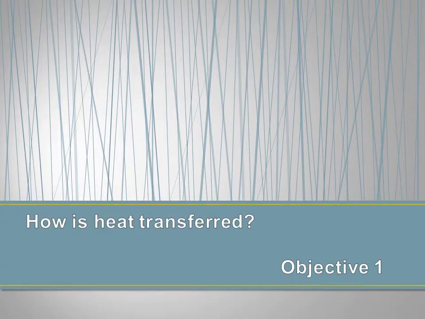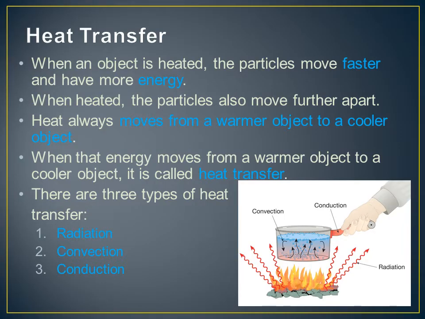So, objective number one, how is heat transferred? What we need to understand first is that when an object is heated, the particles within it begin to move faster. And as they move faster, they have more energy. At the same time, when those particles are heated, they also move further apart. So as something gets hotter, the particles within it begin to move faster and further apart.